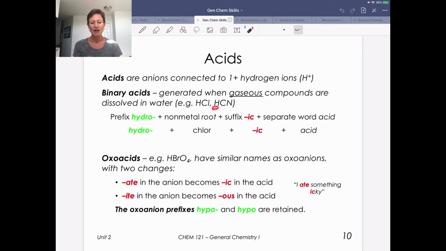This guy is going to be hydro. This is cyanide as a polyatomic ion, but cyan is going to be the root. So hydrocyanic acid. That's how we'd name that guy. Now, the good news is that there aren't a ton of these, so you might be able to just memorize them, but I think it's important to understand how that works rather than just doing a strict memorization.